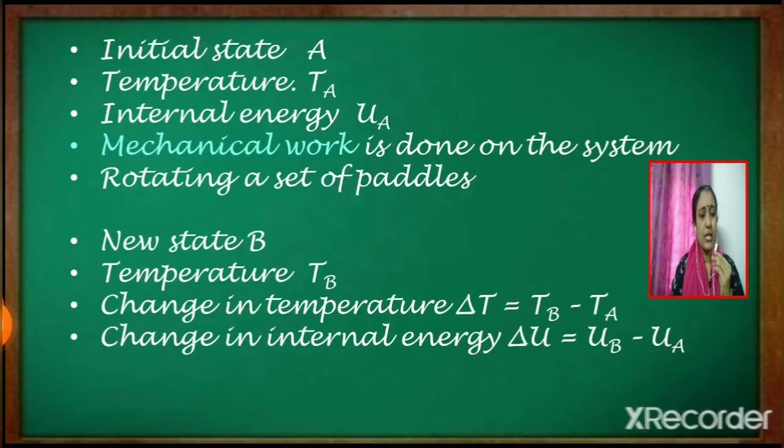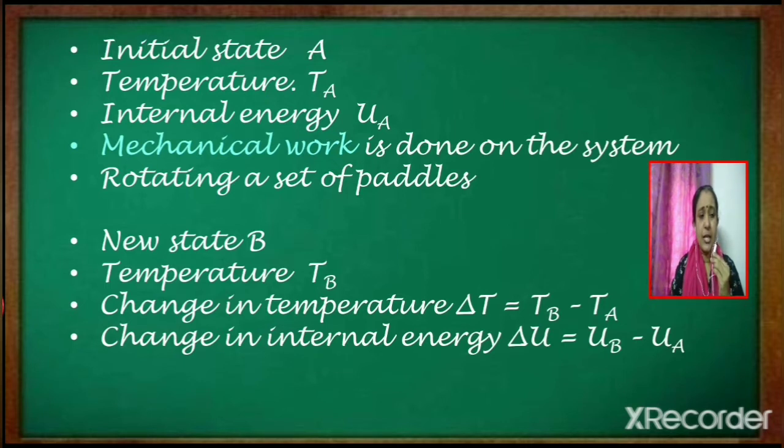So let a change in internal energy be brought about in a system by doing some mechanical work. Let 1 kilojoule of mechanical work be done on the system. And what is the system taken here? It is some quantity of water taken in a thermos flask. Since water is taken in a thermos flask, there will not be any heat exchange between the system and the surroundings. So we have an adiabatic system.